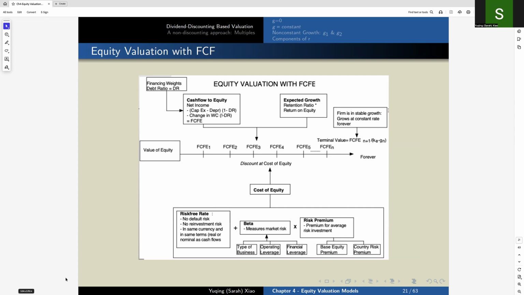In other words, it's the money available to be distributed to investors, either as dividends, share repurchases, or debt repayment. The idea is the same as with dividends. We estimate those future cash flows, then discount them back to today at the appropriate rate. The difference is that here we are not limited to dividends, which may be irregular or even non-existent. Free cash flow gives us a broader, cleaner measure of the firm's value.